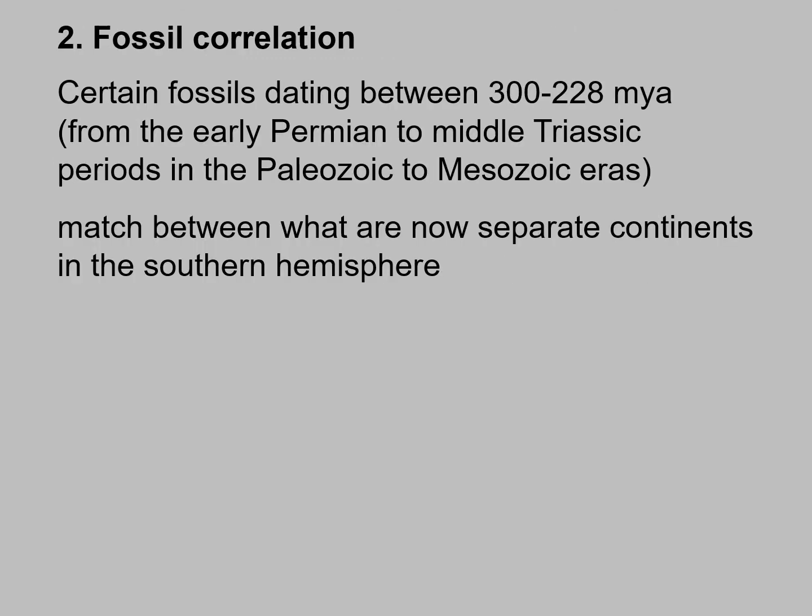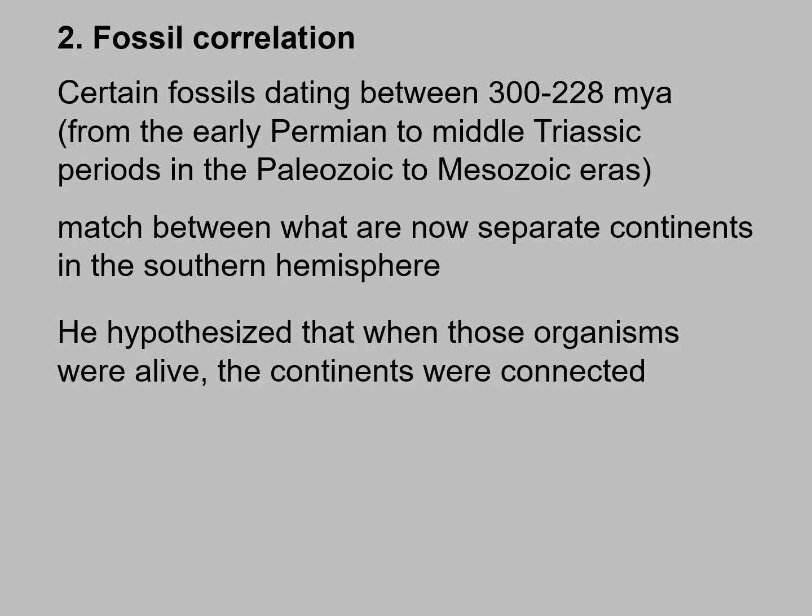His second form of evidence was fossil correlation. Through his research, he found that certain fossils dating between 300 to 228 million years ago match between what are now separate continents in the southern hemisphere. He hypothesized that when those organisms were alive, the continents were connected. In other words, they were not able to swim across the ocean. The only way that they could be on what are now separate continents is if they had evolved when continents were all together in one mass.